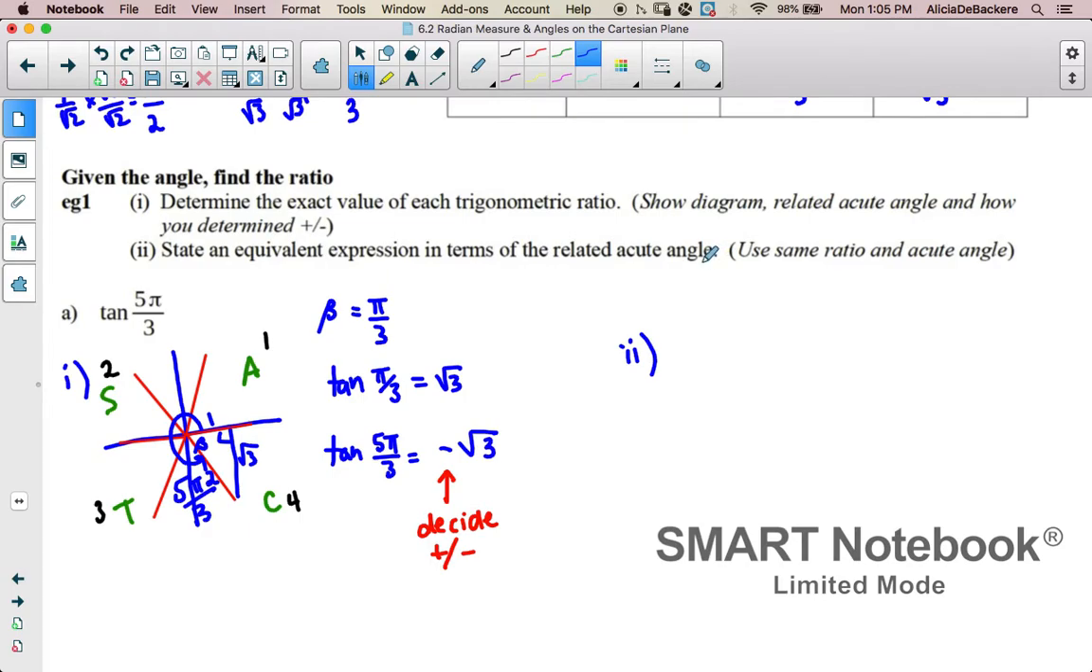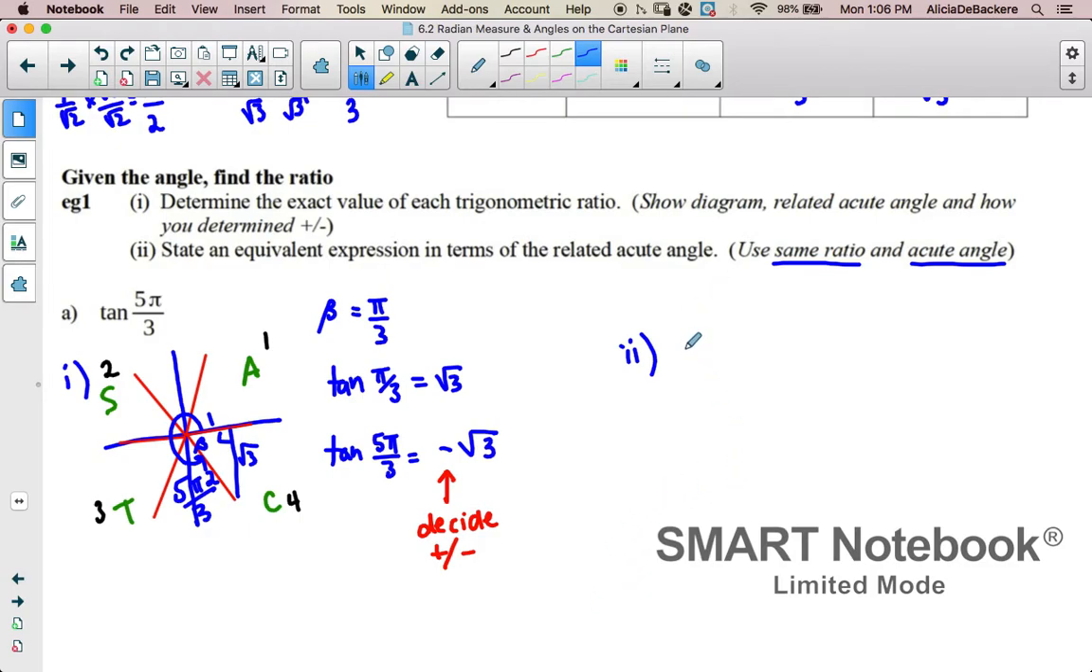And a lot of people just struggle to understand what this question is even asking for. This question is asking you to use the same ratio that was given. So use the same ratio, but use the acute angle instead. And again, you just have to decide if they're positive or negative with each other.